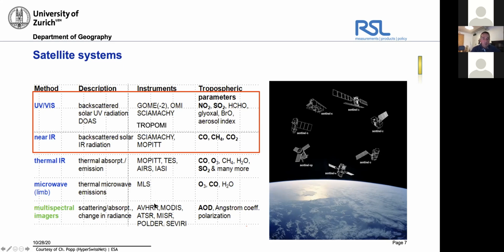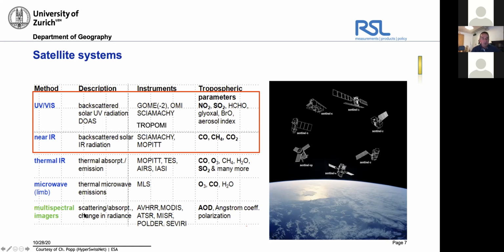Then we get the microwave, where you get some absorption, also some emissions, passive microwave emissions from water vapor, for instance. They are mainly used in meteorology as well.